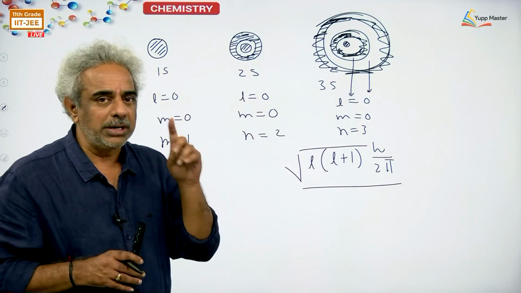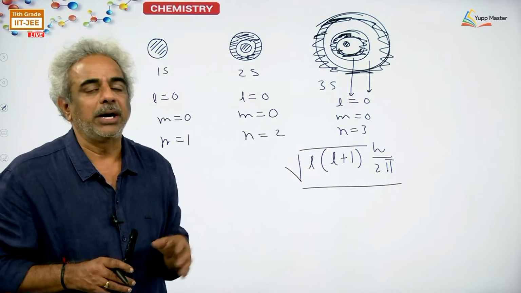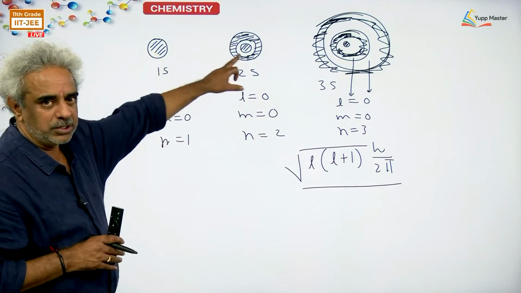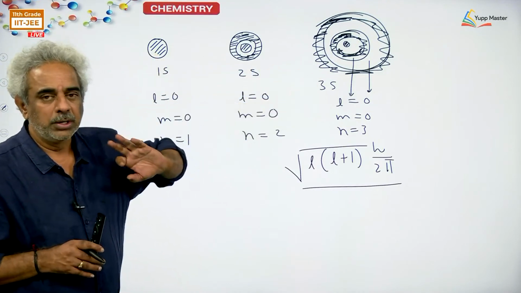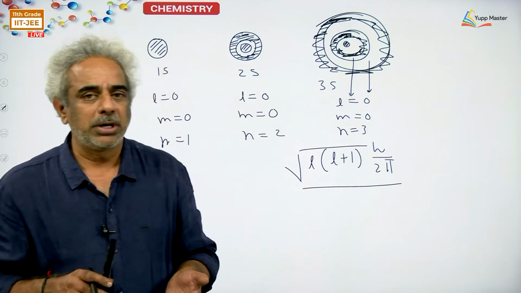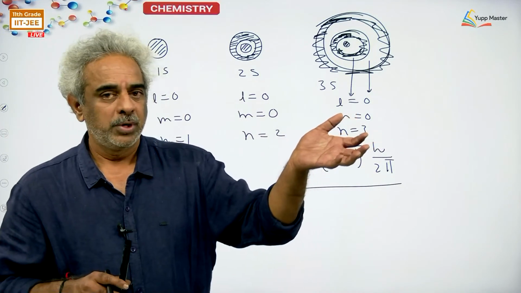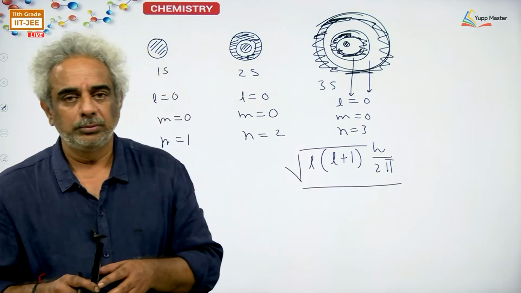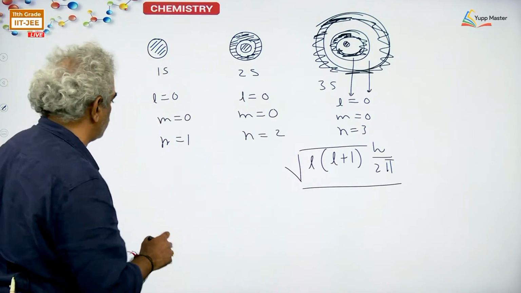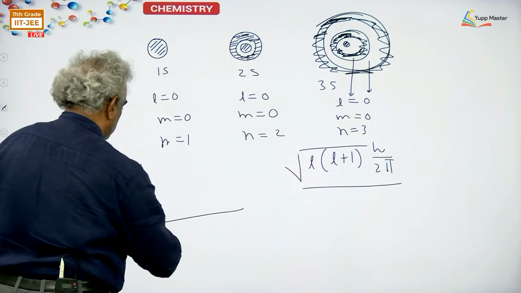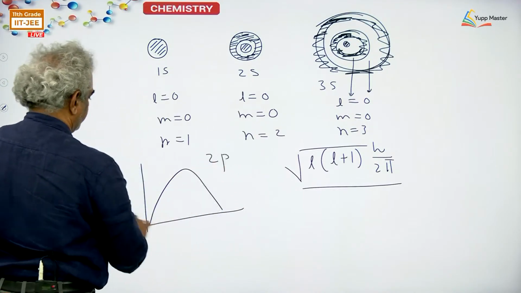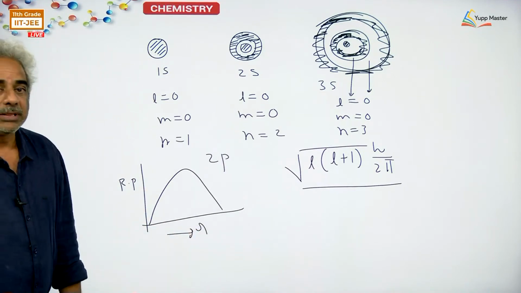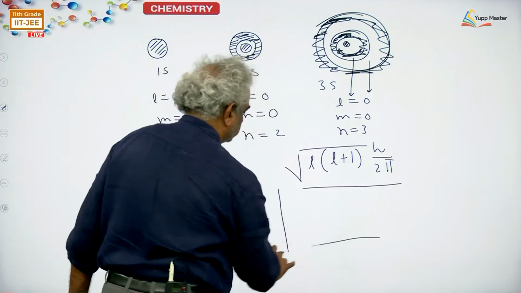And the first, least energetic orbital does not contain any radial nodes. Like here, there is no radial node for this. There is one radial node, two radial nodes. And among p orbitals, what are they? 2p, 3p, 4p. So there is no 1p. So 2p will have no radial node. So what will be the radial probability curve of 2p? 2p will be like this. Radial probability versus R. What will be 3p? One radial node.